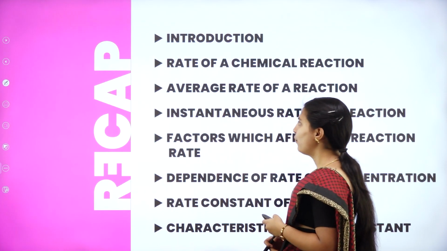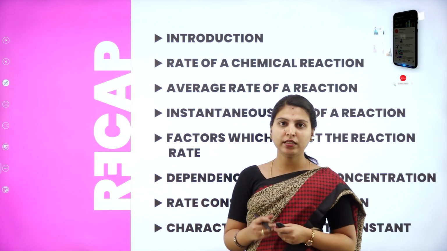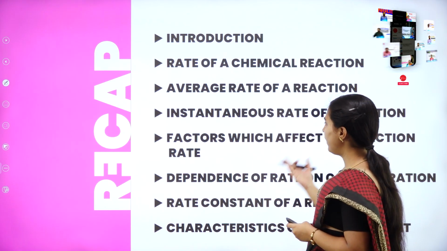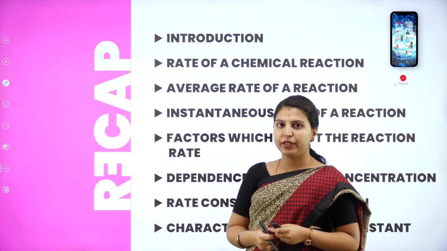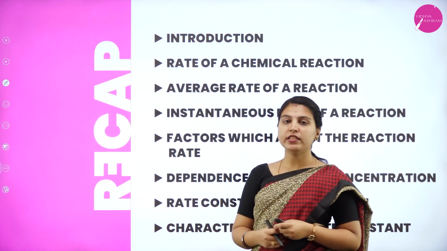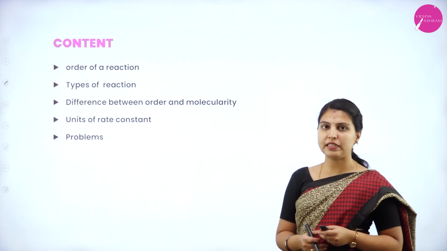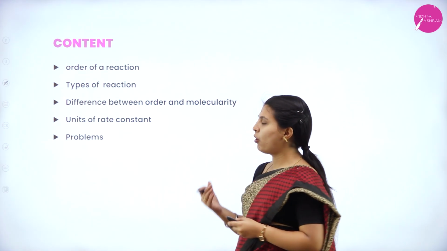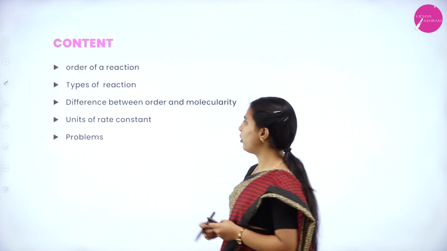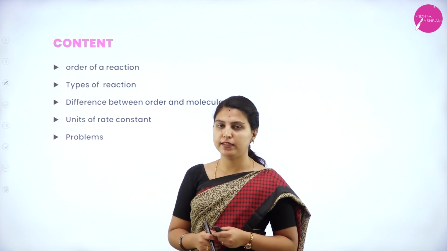In the last session, we discussed the introductory part of chemical kinetics, rate of a reaction, factors affecting rate of a reaction and dependence of the rate of reaction, and also rate constant and its characteristics. These are the concepts which we have discussed already in the previous session. In the current session, we'll discuss order of a reaction, molecularity of a reaction, types of reaction, difference between order and molecularity, units of rate constant and some of the numericals.